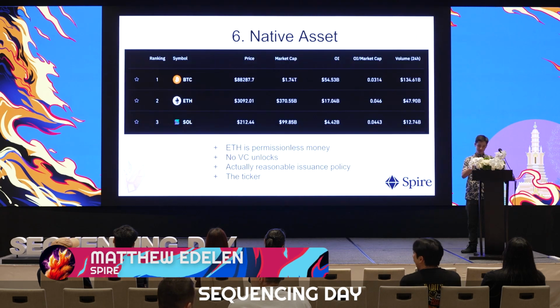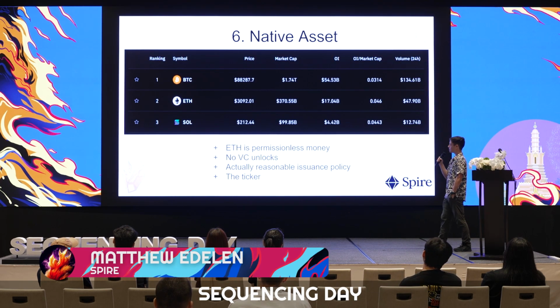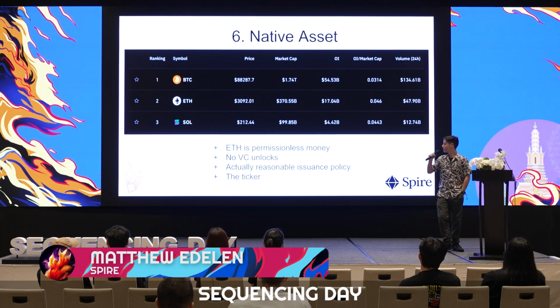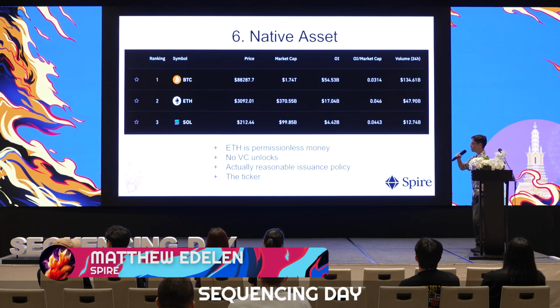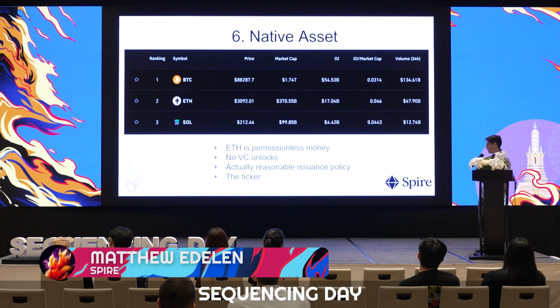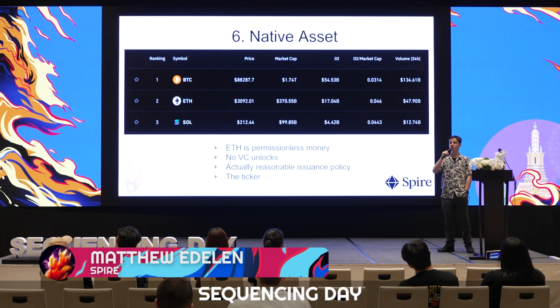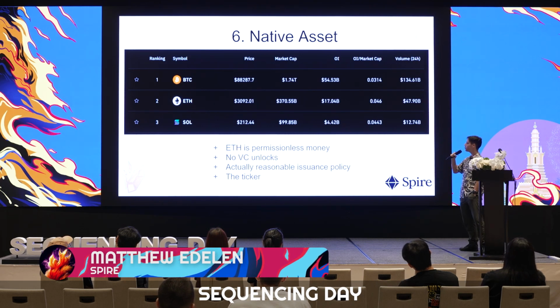Now, one other thing that we can look at is the native asset ETH. So yeah, the ticker is ETH, blah, blah, blah. But ETH is also permissionless money. Mike Neuder had a great talk on that at Devcon. I recommend you check it out. Ethereum does not have any VC unlocks yet, unlike some other chains, wink, wink. And it also has an actually reasonable issuance policy. This is maybe a hot take. I don't think we need to change the issuance policy urgently, like some other chains do. I think it probably needs an upgrade at some point, but we're working fine with what we have.